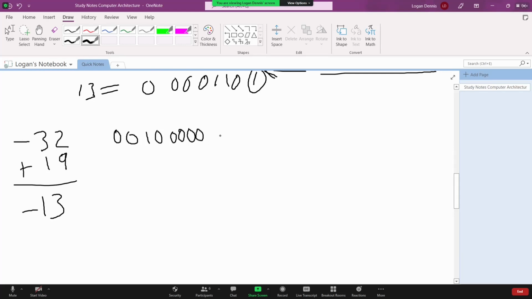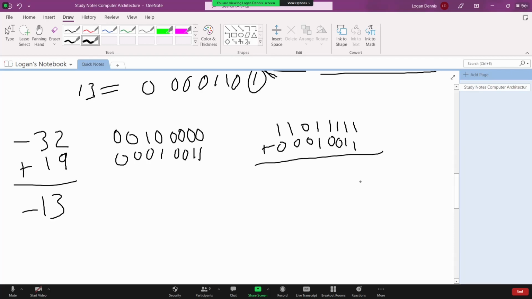Just kidding. So this is positive 32 in binary. Then flip it for one's complement. We do 1, 1, 0, 1, 1, 1, 1, 1. 19 is positive, so we don't have to change that at all. But we do have to figure out what it is. This is positive 19. So, oh yeah, you already flipped it. Okay, I just can't read.